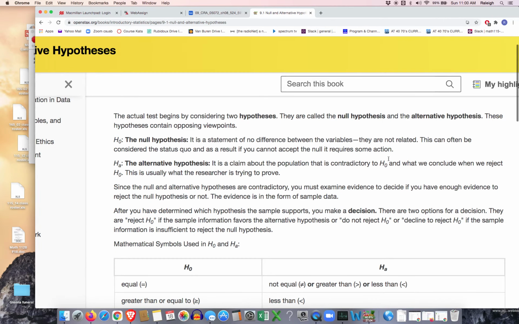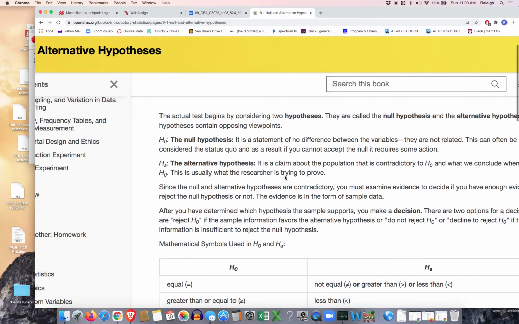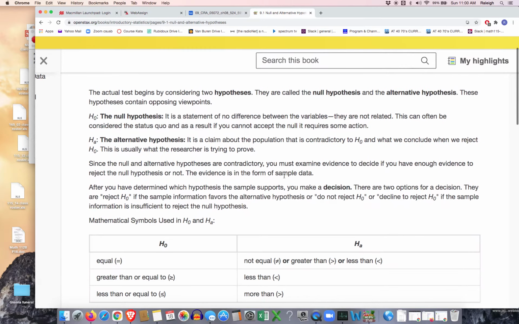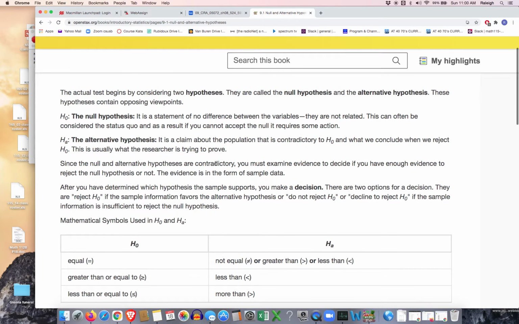So here we are in 9.1. I believe this is 9.1. Yes, it does not really show it very well, but this is 9.1. It's really hard to tell because they don't show the headings very well in this book, the online version.